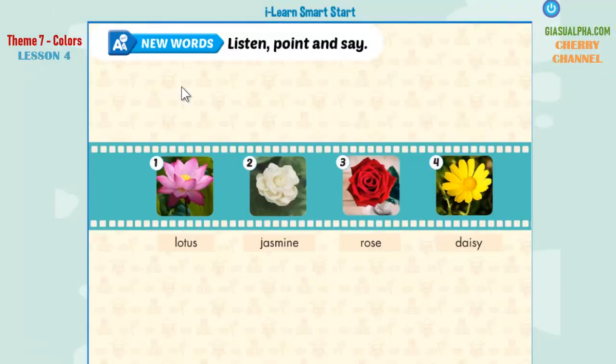New words. Listen, point, and say. 1. Lotus. 2. Jasmine. 3. Rose. 4. Daisy. 1. Lotus. 2. Jasmine. 3. Rose. 4. Daisy.